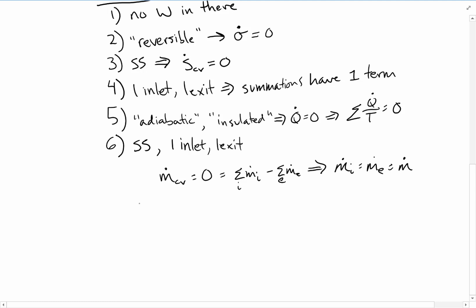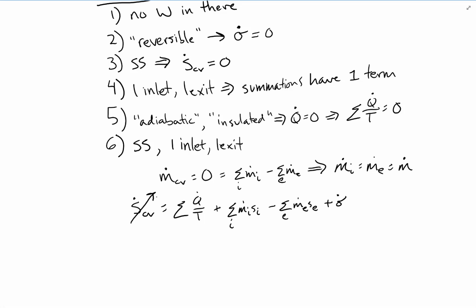Moving on, if we go to the entropy balance equation, S dot CV is the sum of Q dot over T plus the sum over the inlets of mass flow rate times entropy at that inlet minus the sum over the exits of the mass flow rate at each exit times its entropy plus the rate at which entropy is generated. Now, if we're in steady state, S dot CV has to be 0. And if we have one inlet and one exit, we have one term in each of the summations, and we only have one mass flow rate.